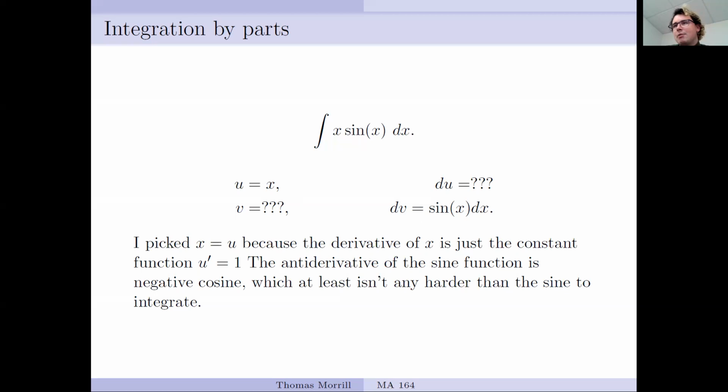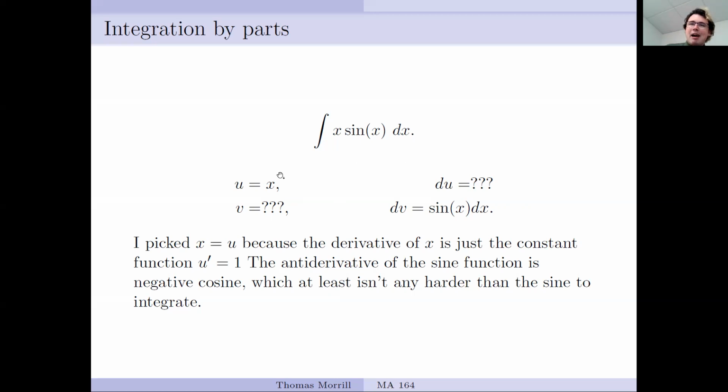Now, the dv is going to be replaced by the antiderivative of the sine function. So I'll get some flavor of cosine, and that's at least not worse. So I've got one part of my integral that's definitely getting easier. The x is becoming just a 1. And I've got the other part of my integral that at least is not harder. So one part is easier, one part did not get harder. That sounds like an easier integral to me. Fingers crossed that'll work out. But that's the reasoning I'm using for this formula.